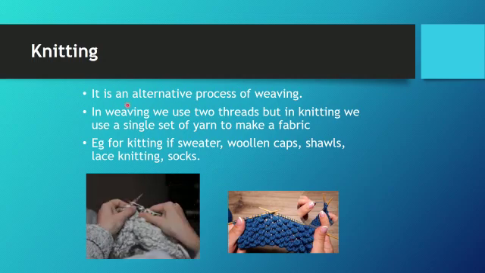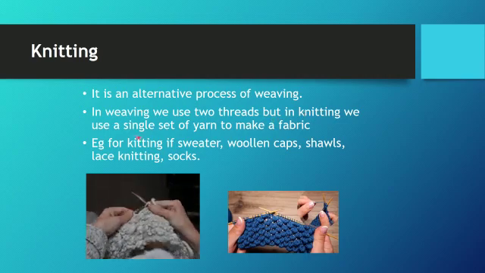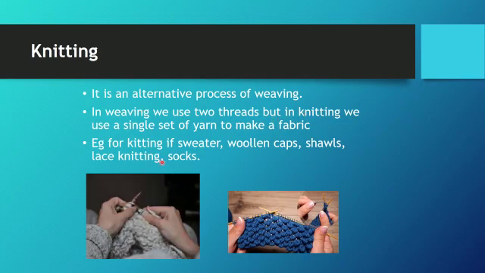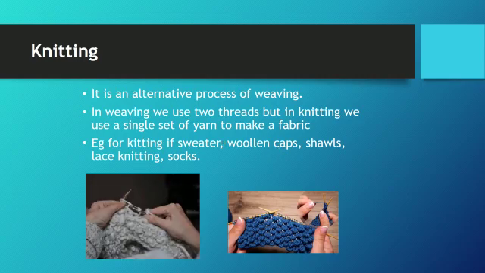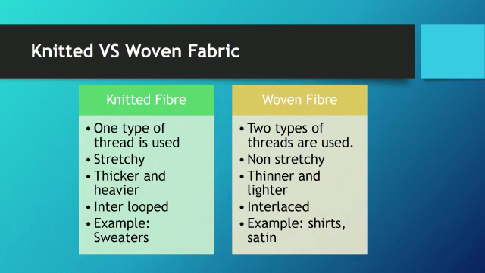In weaving we use two threads, but in knitting we use only a single set of yarn to make fabric. Examples are your sweaters, woolen caps, shawls, lace, socks, etc. Between the knitted fabric and the woven fabric, for the knitted we use only one type of thread, whereas for woven, two types of thread.